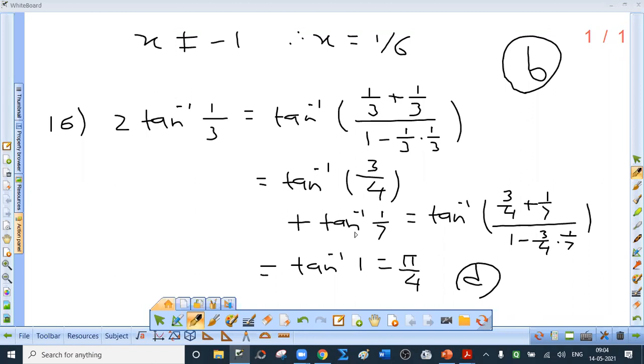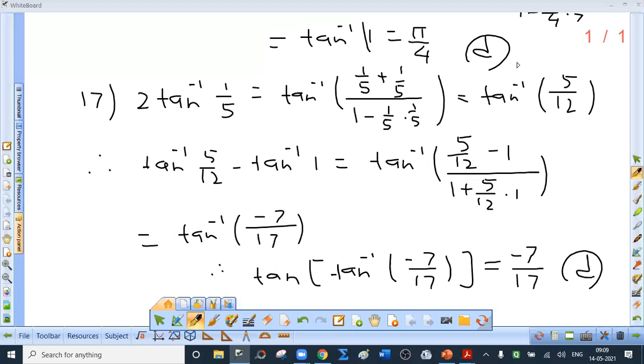To it, what is added? Tan inverse 1 by 7. Same formula, tan inverse of p plus q upon 1 minus pq. On simplification, you get tan inverse 1, which is pi by 4. It is given in option D. D, Delhi is the correct option.